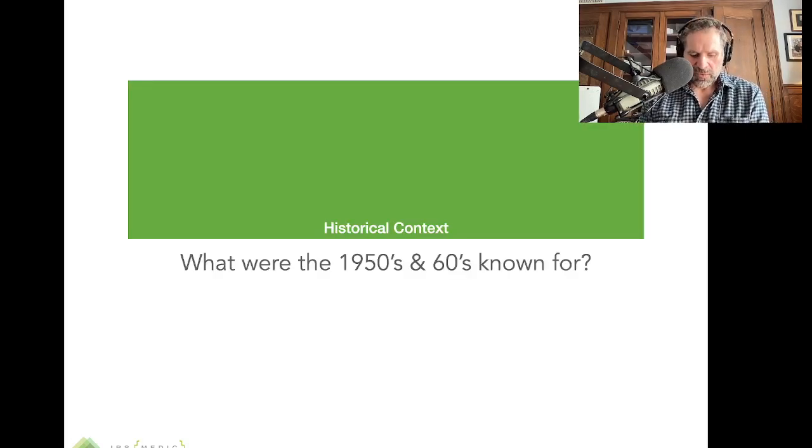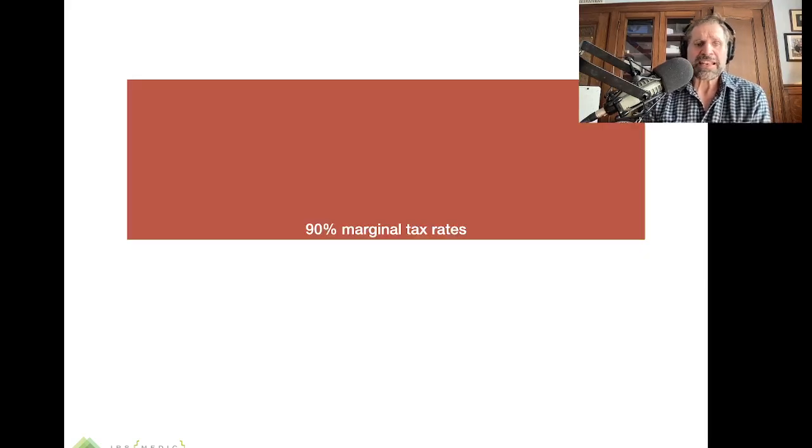So this is the question that I need to get to. What are the 1950s and 60s known for? This is the context that I think I missed in the first training, because this really explains it. A lot of things were going on in the 50s and 60s, but this is a tax channel, so what kind of things was going on then? And I'll get to the answer. It is 90% marginal tax rates. Yeah, a marginal tax rate of 90%.